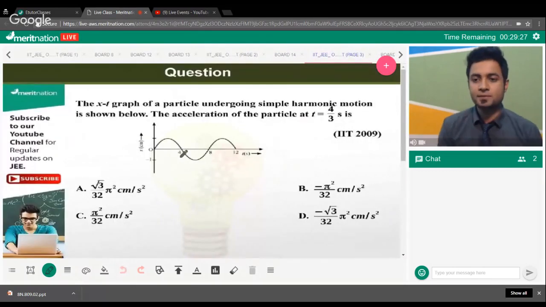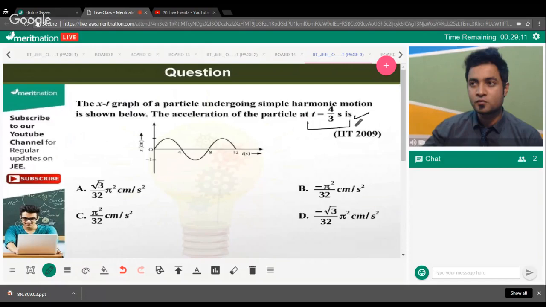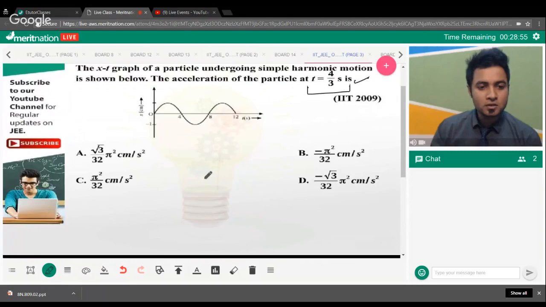Another question, guys. Here, the xt graph, meaning the displacement and time graph of a particle undergoing simple harmonic motion, is shown below. The acceleration of the particle at t equals to 4 by 3 seconds. So we just need to figure it out. The particle acceleration is given at t equals to 4 seconds. Now I'm going to take up this question here.